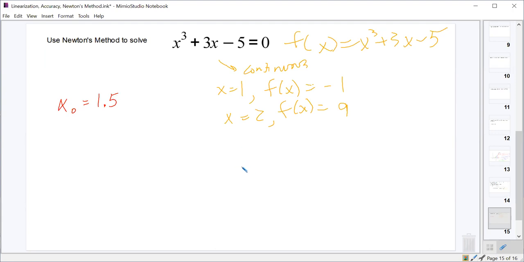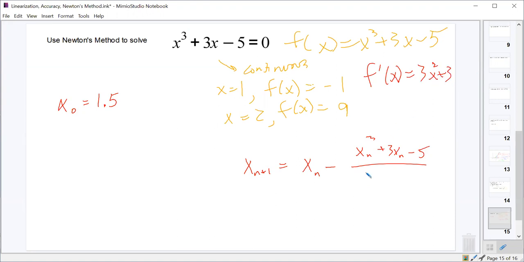So our formula should be: the next guess is always equal to the previous guess minus f of our previous guess, divided by the derivative of our function. So what's f prime of x? Just 3x squared plus 3, right? So this should be 3x sub n squared plus 3.